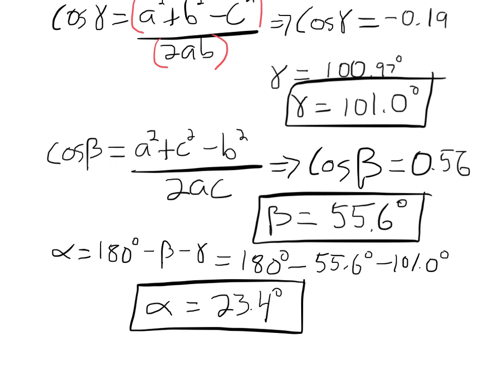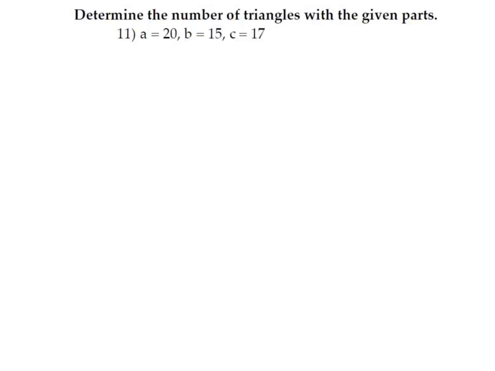Great. Determine the number of triangles with the given parts. There are no opposite pairs, no angles, so no law of sines. So this is a law of cosines problem. When dealing with the law of cosines, I always go after the possible obtuse angle. That would be the angle opposite A, because A is the largest.